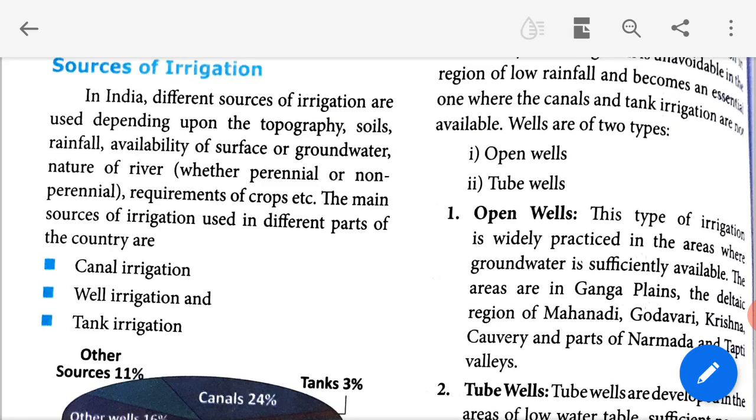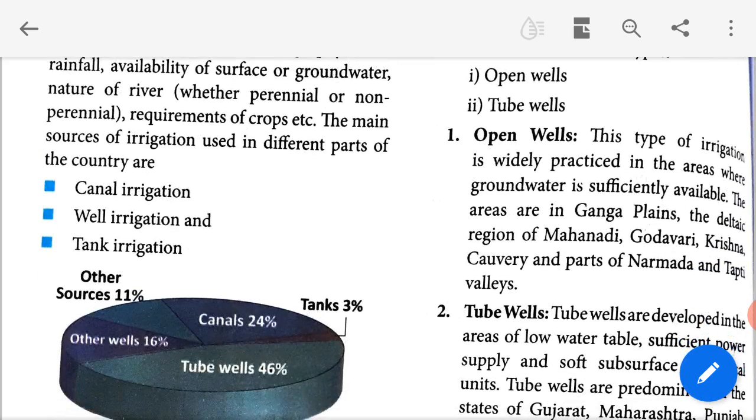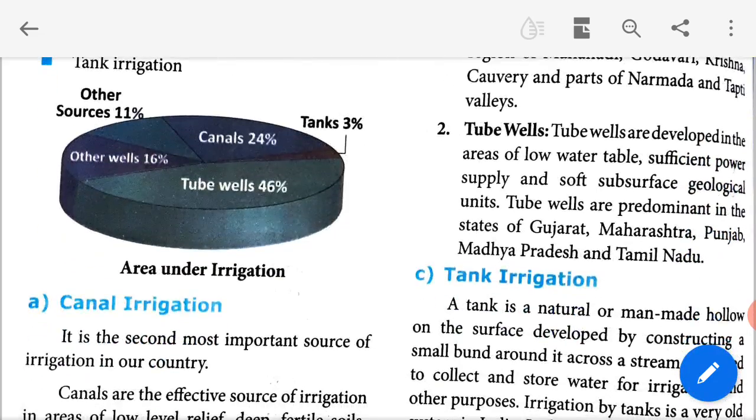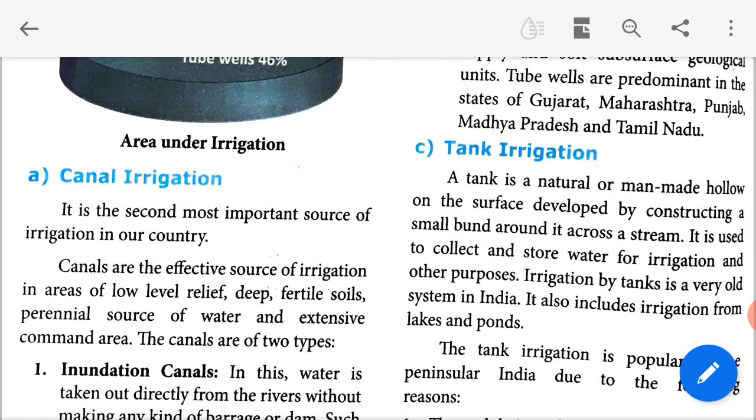Requirements of crops, etc. The main sources of irrigation used in different parts of the country are canal irrigation, well irrigation and tank irrigation. Canal. Canal irrigation is the second most important source of irrigation in our country. In Tamil we say kalvai. It is the kind of irrigation where you dig ditches and send water through them, and that is called canal irrigation.